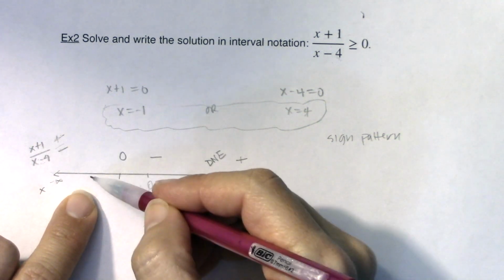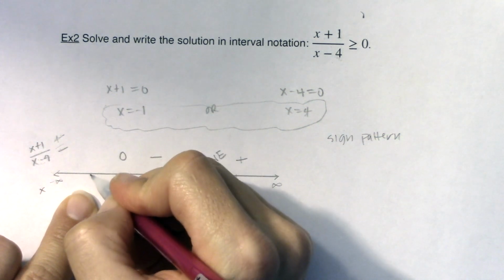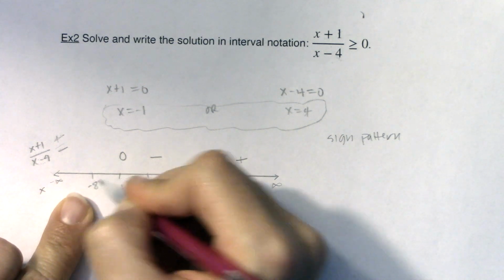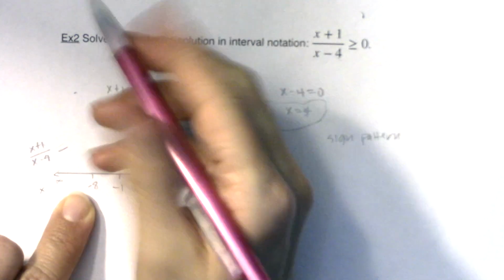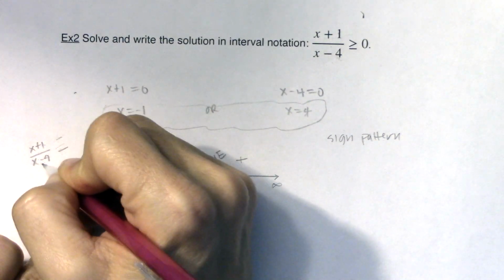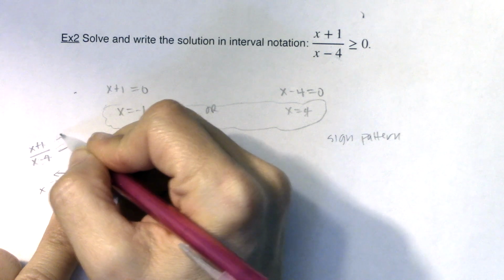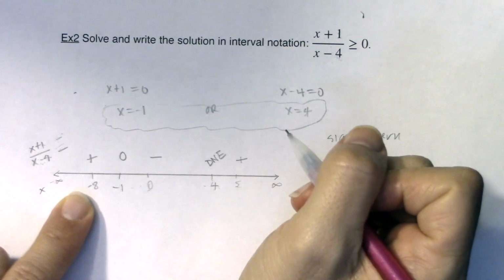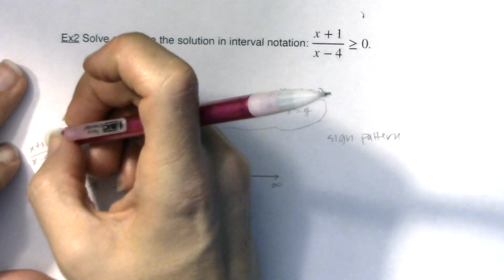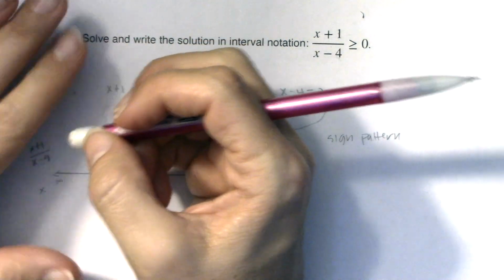All right, let's pick anything in this interval. I'll go with -8. So -8 plus 1 is negative. -8 minus 4 is also negative, but a negative in ratio to a negative is positive, right? So I'm going to go ahead and erase all my little scratch work.